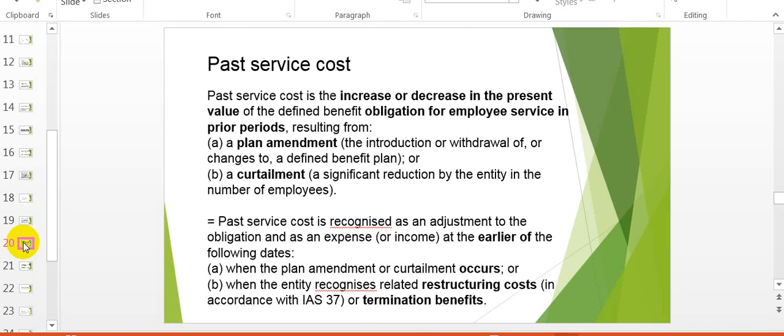These are recognized at the earlier of the following dates: when the plan amendment or curtailment occurs, or when the entity recognizes related restructuring costs or termination benefits in accordance with IAS 37 provisions.